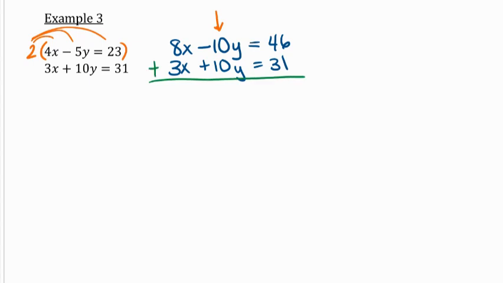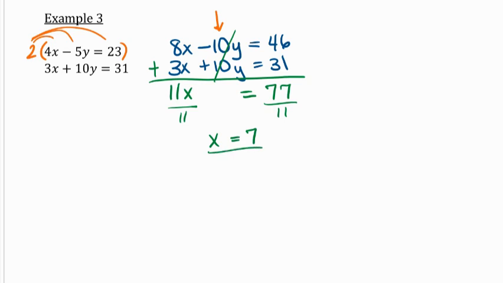8x plus 3x is going to give me 11x. My -10y and positive 10y cancel out. And then 46 plus 31 gives me 77. So now I've got just one variable. I can solve for it. I'm going to divide both sides by 11. And that gives us x equals 7.